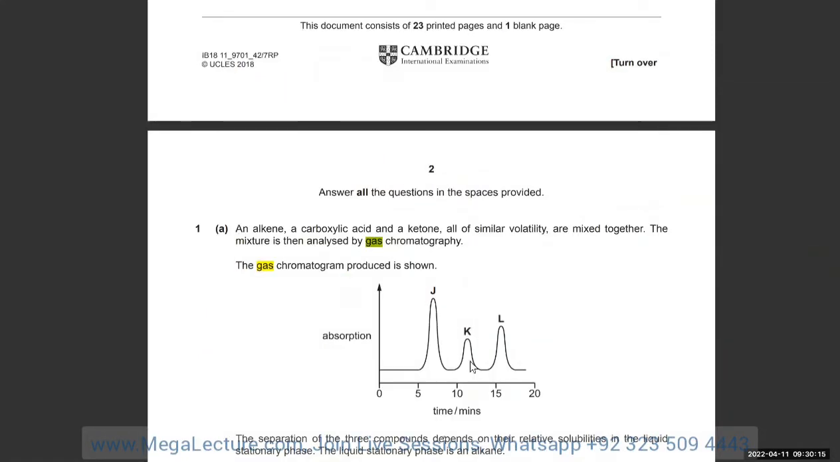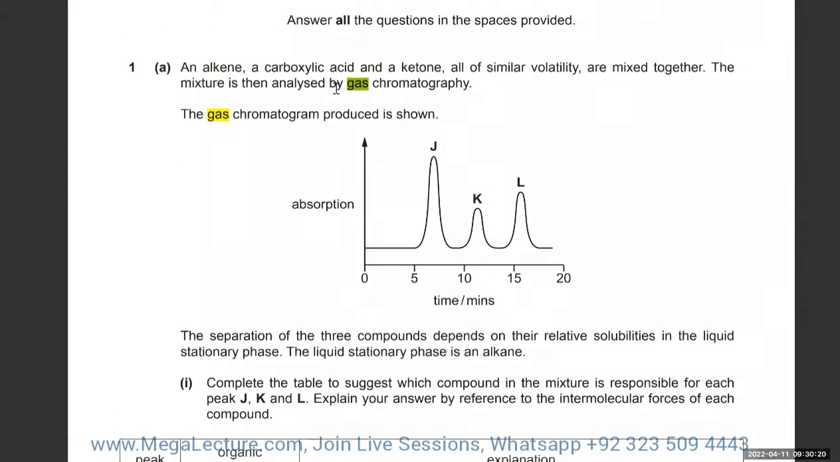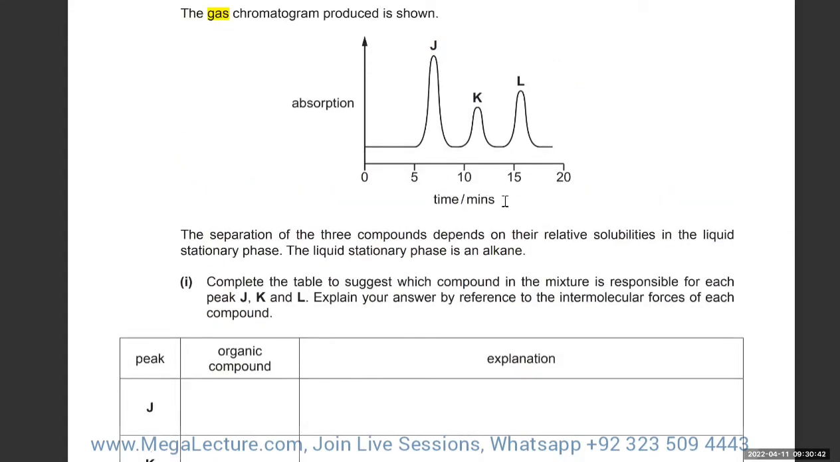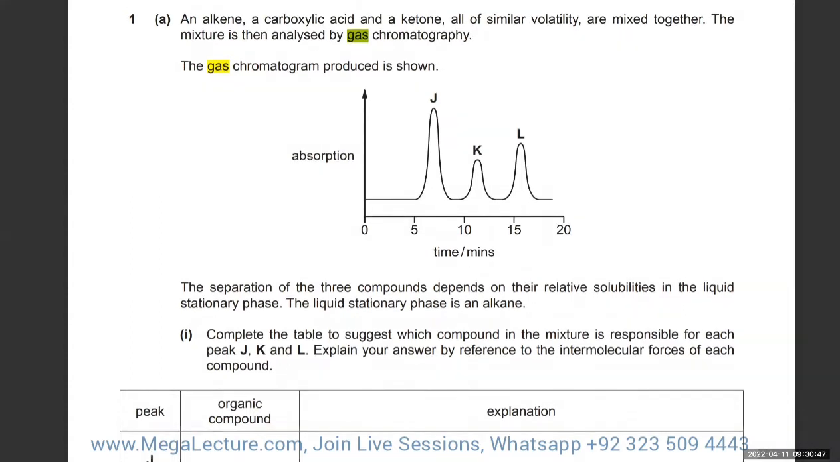Yes, this one. A diagram is given, a gas chromatogram, and an alkene, a carboxylic acid, and a ketone of similar volatility are mixed together. Similar volatility means that separation is not based on volatility. They're going to evaporate at the same rate. So the separation of the three compounds depends on the relative solubility in the liquid stationary phase. The liquid stationary phase is an alkane, so it's a non-polar alkane. So that's the liquid.